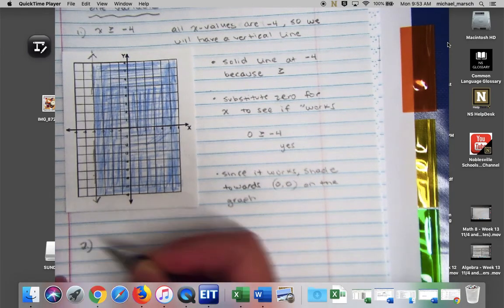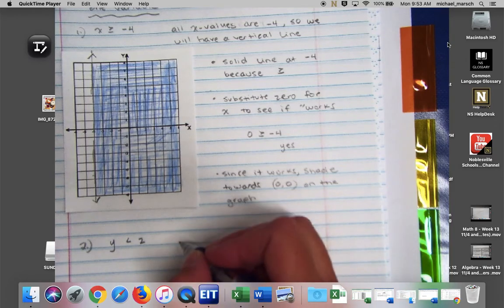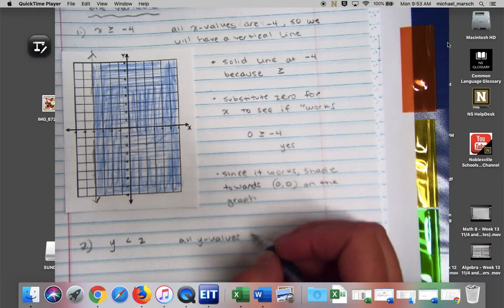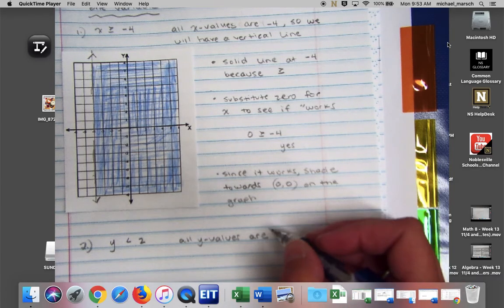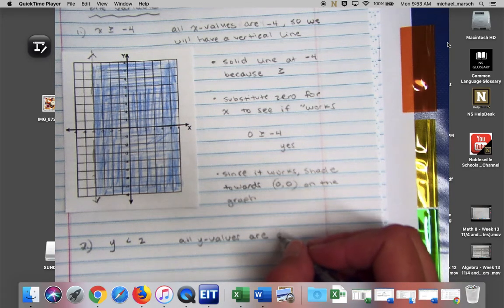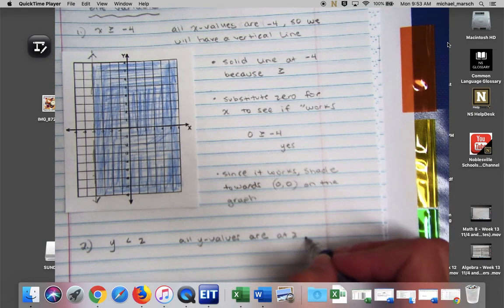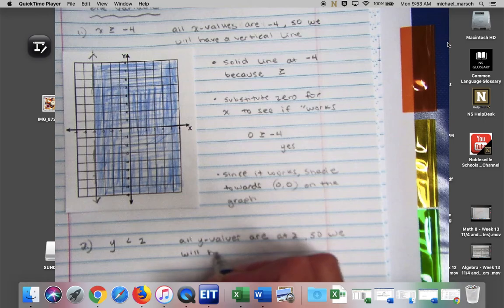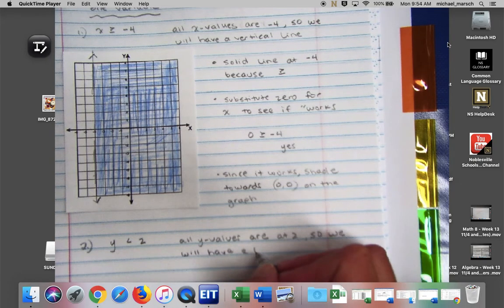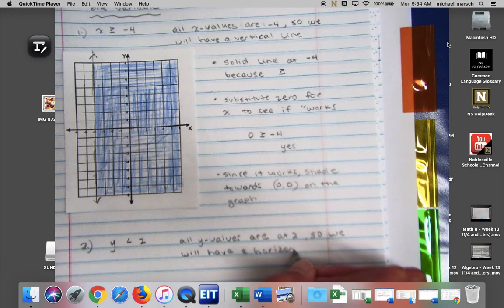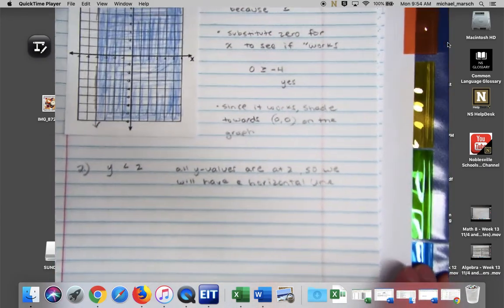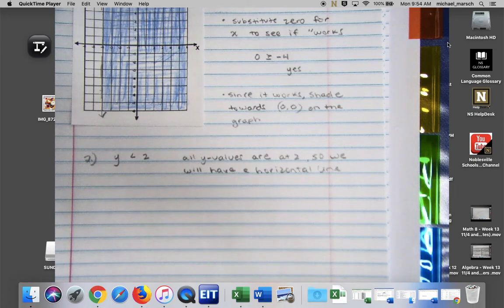Of course, if we have an x, I'm going to make you do a y. So y is less than 2. So that tells us all y values are at 2. So we have a horizontal line. So I'm going to glue in another graph.